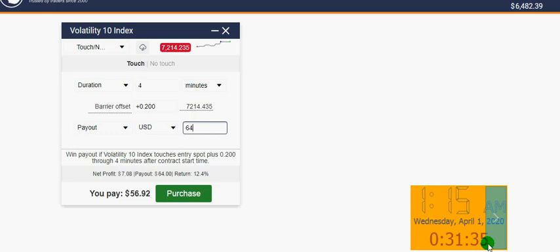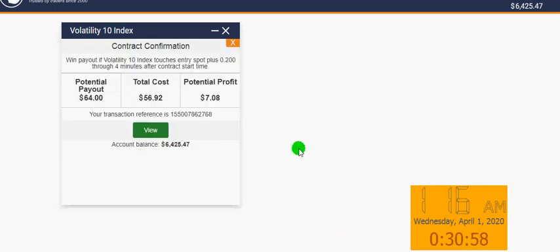So once the seconds change to 0, normally we're supposed to wait for like 40 seconds before we place the trade, but once it changes to 0, we click on purchase. So after the first trade, we have to wait for like 40 seconds again before we place the second trade. So the time is counting. Let's wait. We'll trade 4 times, so we'll make about 28 point something dollars. Okay, so I'll click on purchase and I'll click on view right there.